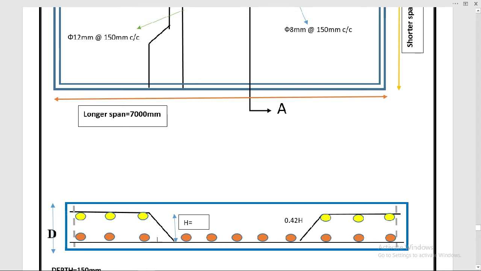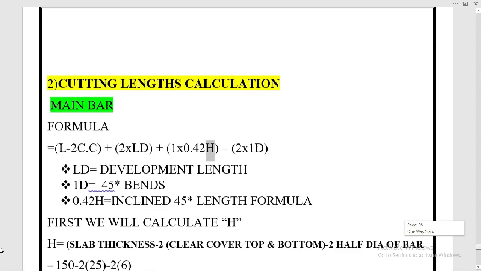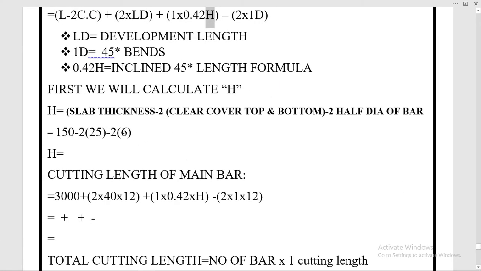So that's why we deduct the top and bottom concrete covers and then we multiply the 2 into half dia bar, because we go from center to center. So let's move to the cutting length. Here 2 into half dia bar to go from bar center to center main bar. So here we will calculate 150 minus 50 will be 100, minus 12 will be 88 millimeter.